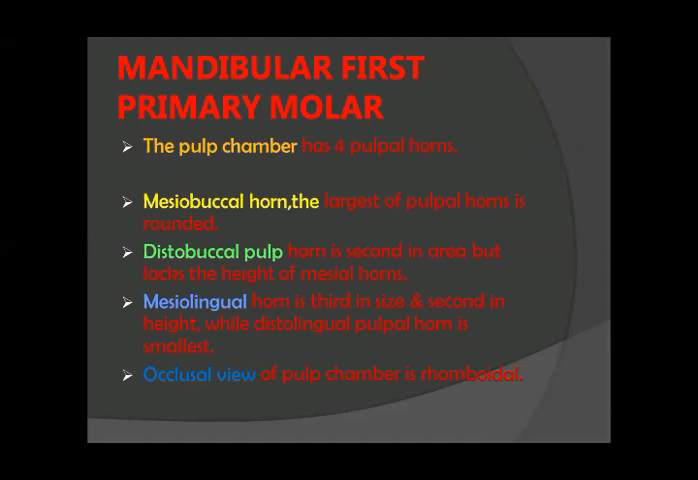Mandibular first primary molar: the pulp chamber has four pulp horns. The mesobuccal horn, the largest of the pulp horns, is rounded. Distobuccal pulp horn is second in area but lacks the height of the mesial horns. Mesiolingual horn is third in size and second in height, while the distolingual pulp horn is the smallest. Occlusal view of the pulp chamber is rhomboidal.